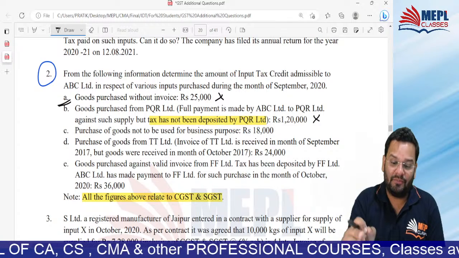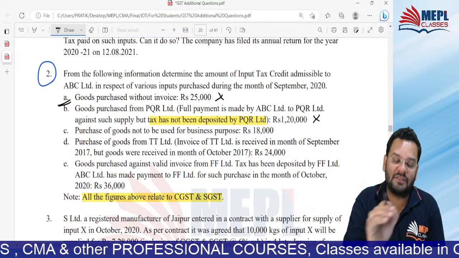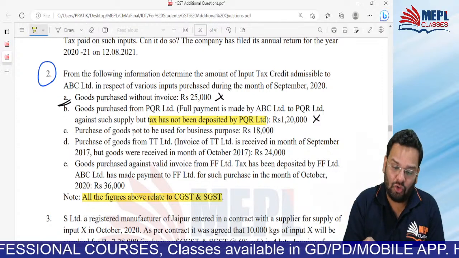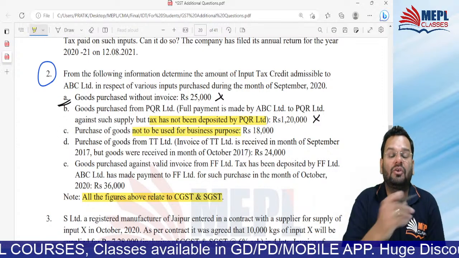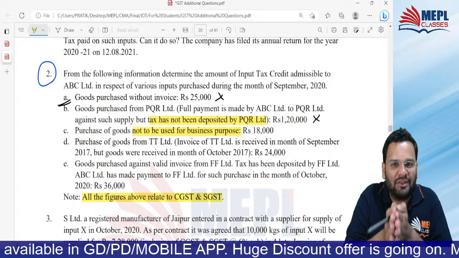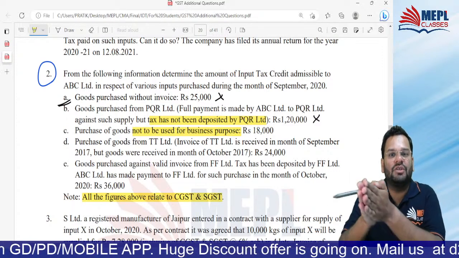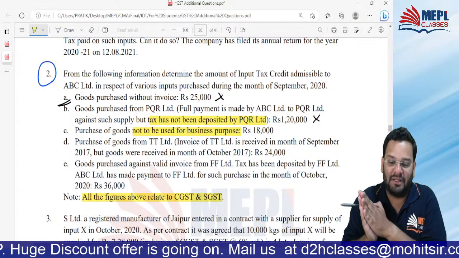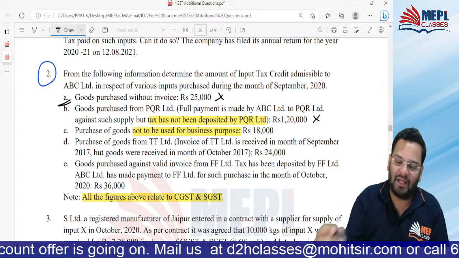Purchase of goods not to be used for business purpose. So again, the point is: not to be used for business purpose. You know that in order to claim ITC, the goods or services should be used in the course or furtherance of business. Yes, but here it's not used. Don't take ITC.